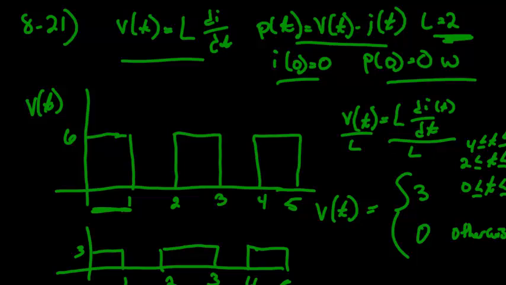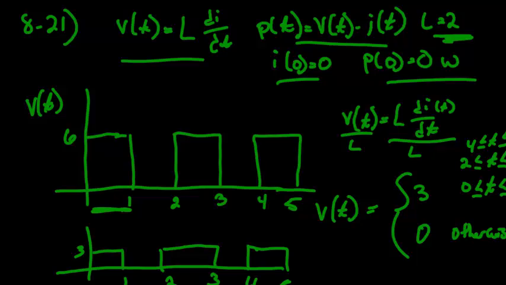So going back to this now, V of t, the derivative of I of t, is saying that we now have a slope of 3 from the interval from 0 to 1. So what's that going to look like? What's I of t going to look like now?